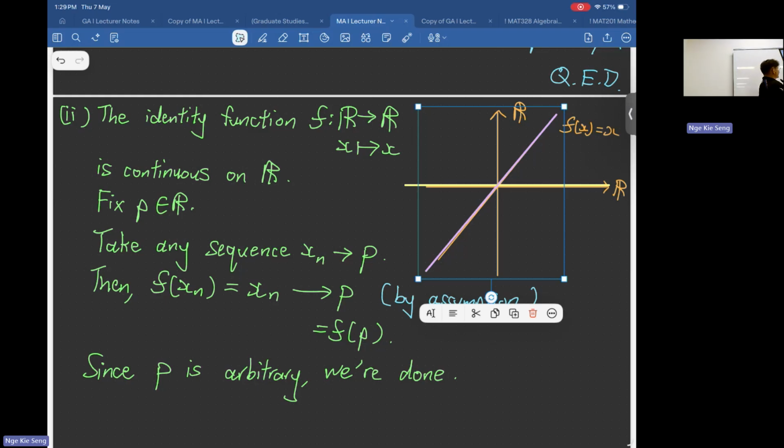Because if you show this continuity, it's exactly following from your assumption. When you take a sequence xn and p, what is f(xn) to f(p)? It's really the same. x squared is almost the same. Why is it not exactly the same? Because you need to care about the speed of your function and the curve. If you learned calculus before, the speed of x squared is faster. But it's still the same line, you just move faster.